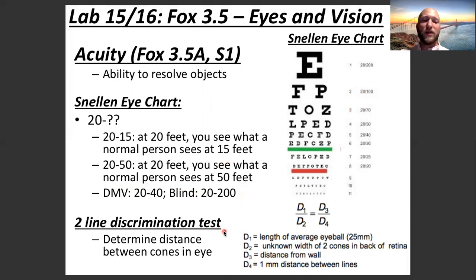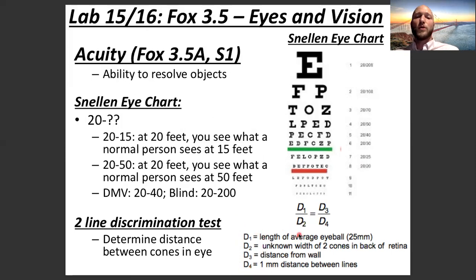2-point discrimination test. So this is the one where we have two lines a millimeter apart. We cover one of our eyes, we stand next to that, and we walk backwards until those two lines become one line, until we cannot discriminate, we cannot make out both lines. You can do some pretty interesting math with the 2-line test.